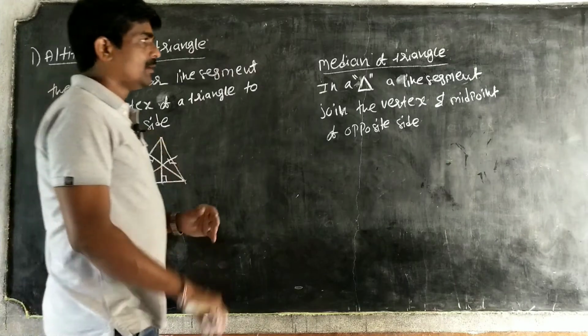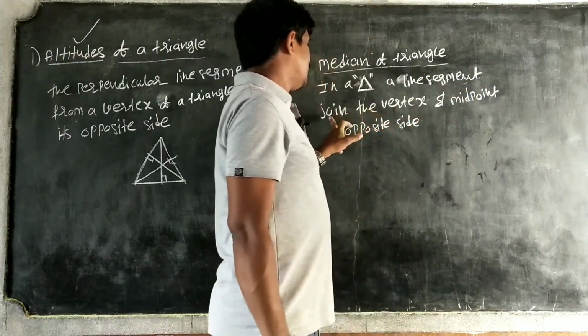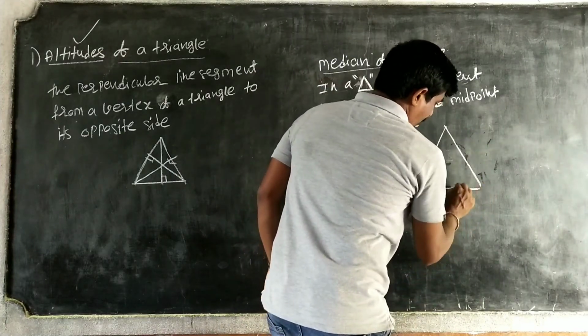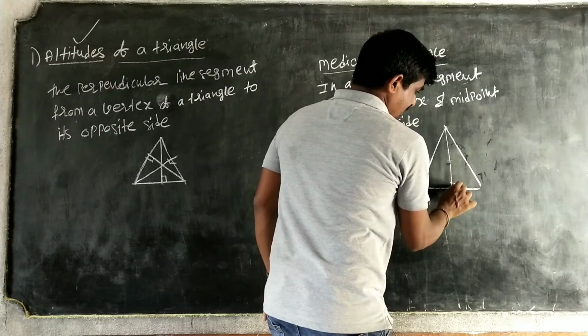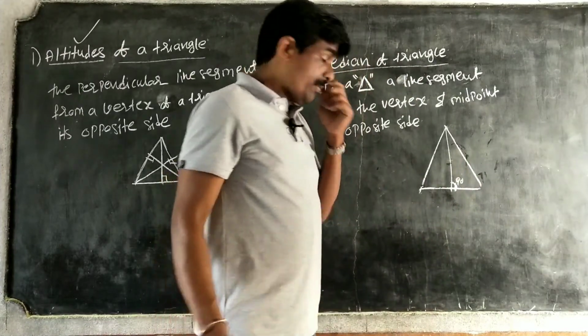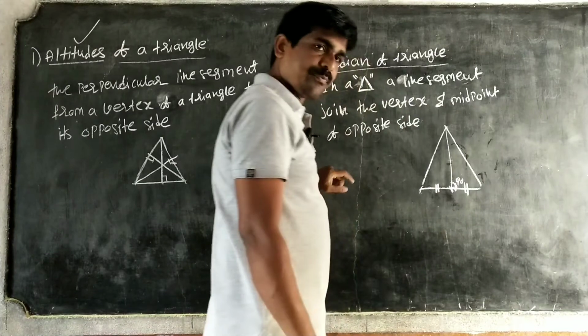Next, median. Median is also similar. In a triangle, a line segment joins the vertex with the midpoint of the opposite side. This is not 90 degrees; it may or may not be. But it should be the midpoint.